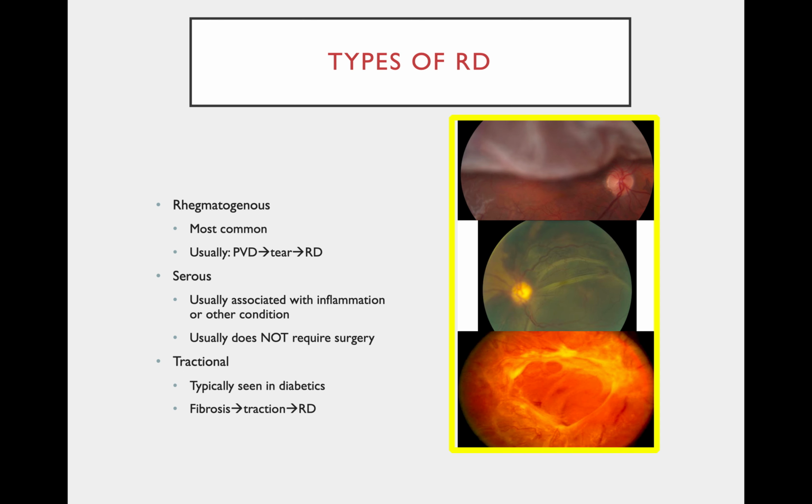So top picture here is a rhegmatogenous detachment. Middle picture is a serous detachment, and then the bottom picture is a fairly severe traction retinal detachment.